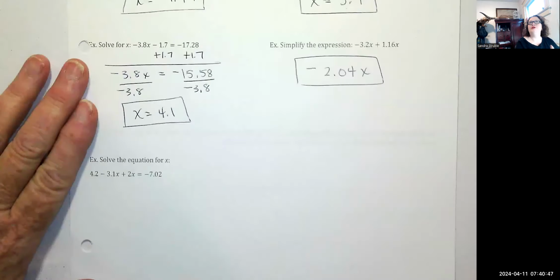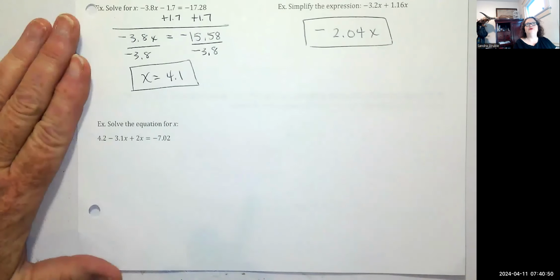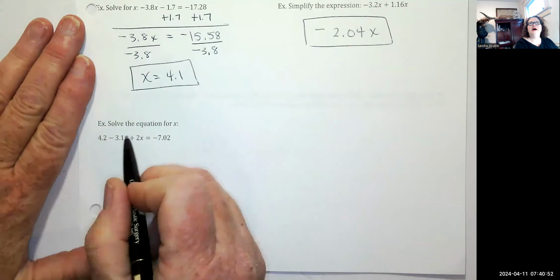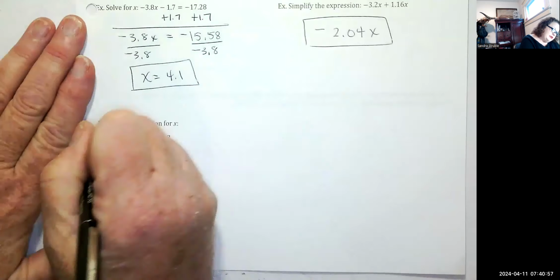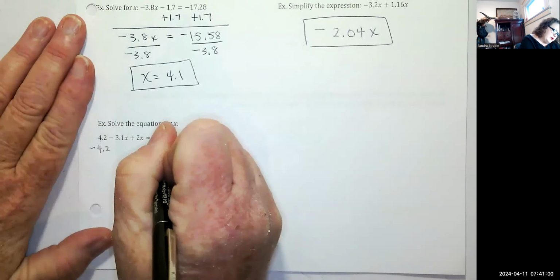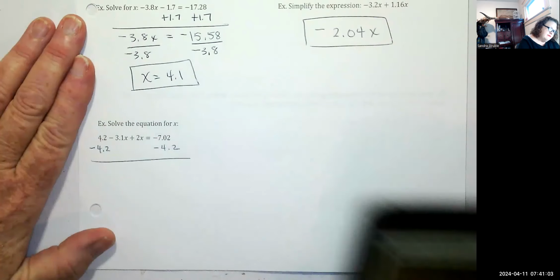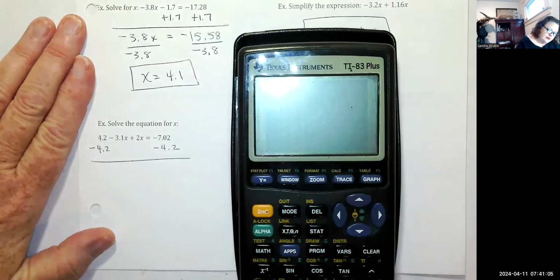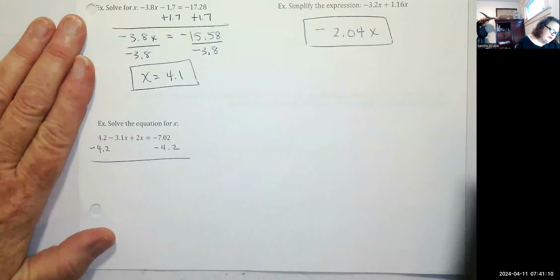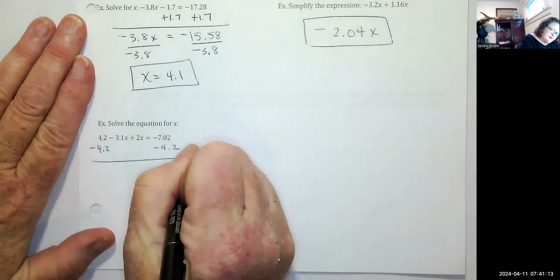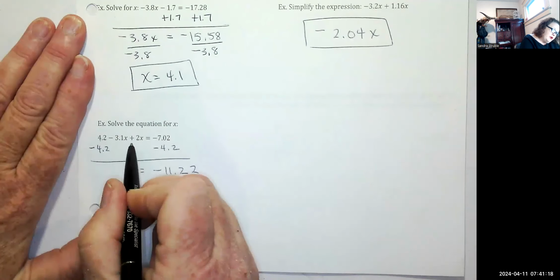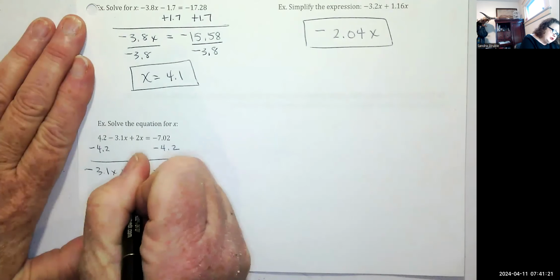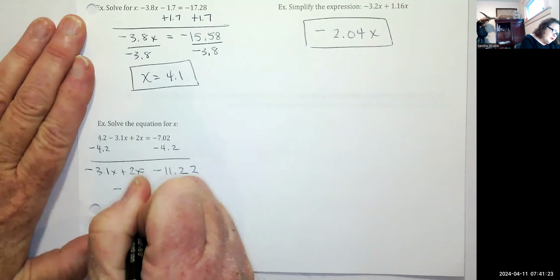All right. And it would say solve for x. This one says solve the equation for x. So we have to go through. These two can be combined, and then this one's going to have to move over. So I'm going to move this one over just to get it out of my way. That negative 7.02 minus 4.2 is negative 11.2. Two of them. I thought I saw that. And negative 3.1x, I'm going to just bring this down, plus 2x is negative 1.1x.